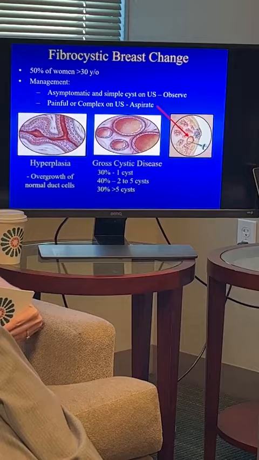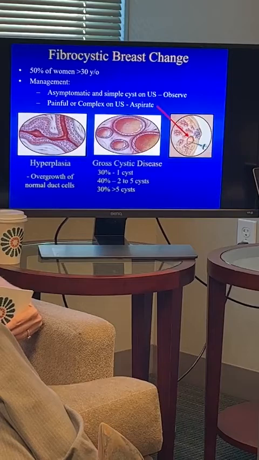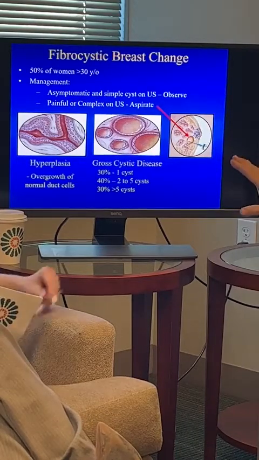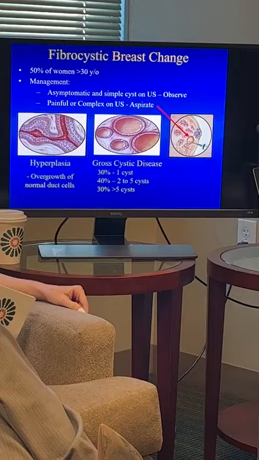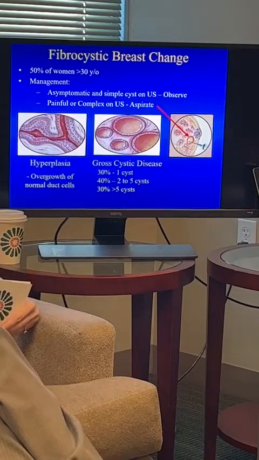Its management really depends on the type of pathology, which can vary from ductal hyperplasia, characterized by an overgrowth of normal cells, to the other extreme of gross cystic disease. In this case, you see both gross cystic disease in the middle of the slide, as well as over on the other end, the hyperplasia. We would tend to refer to the hyperplasia side as those dense breasts that we'll see in fibrocystic, whereas the lumpy breasts are the gross cystic side.